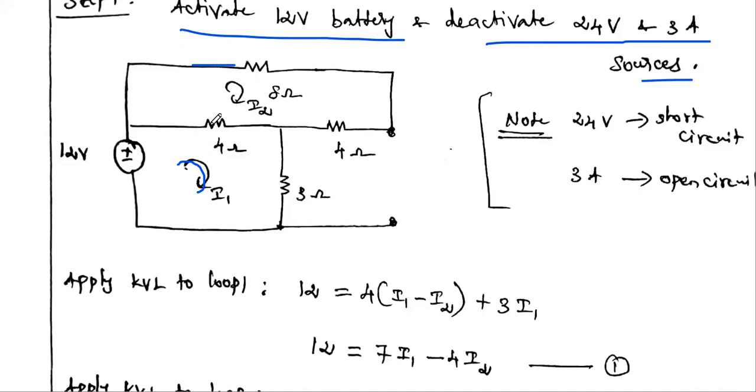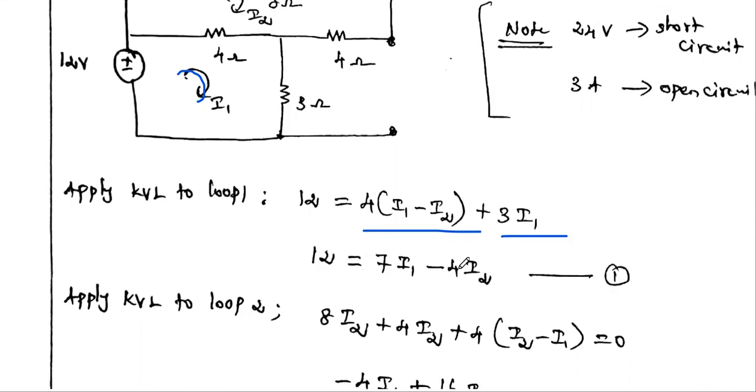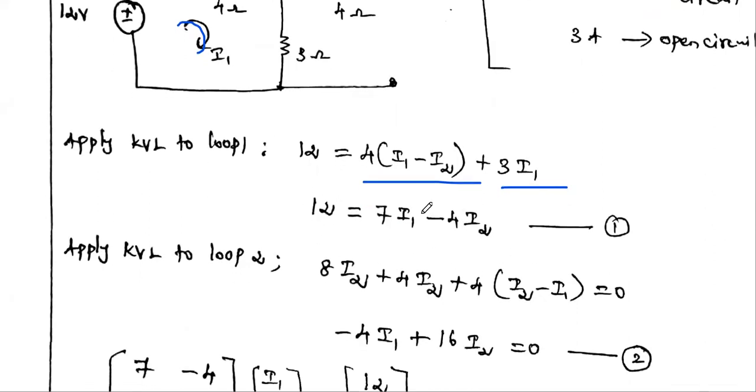So what is the current flowing through this 4 ohm resistor? I1 minus I2. So the drop is 4 into (I1 minus I2) plus 3 into I1. Okay, you collect the I1 and I2 terms, you take it as equation number 1.